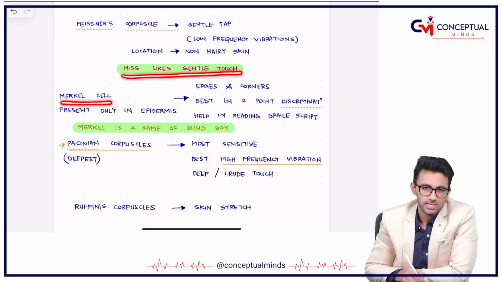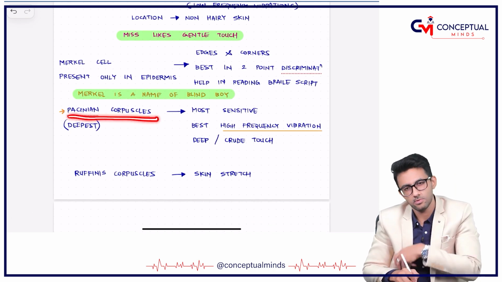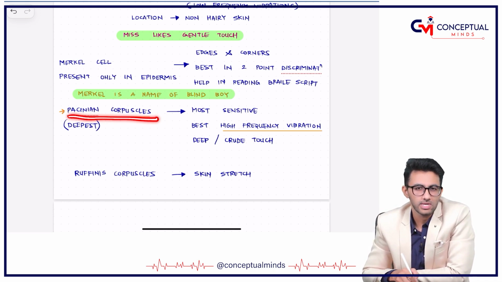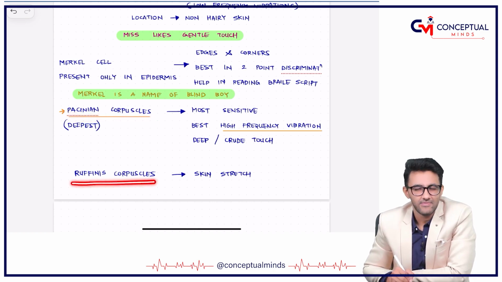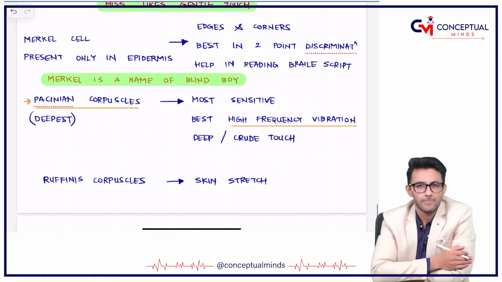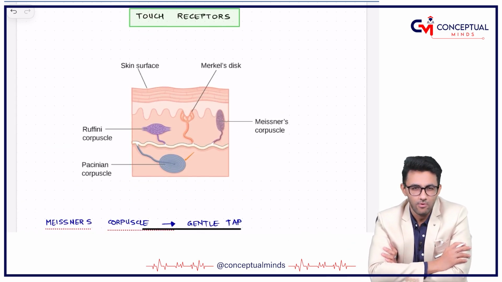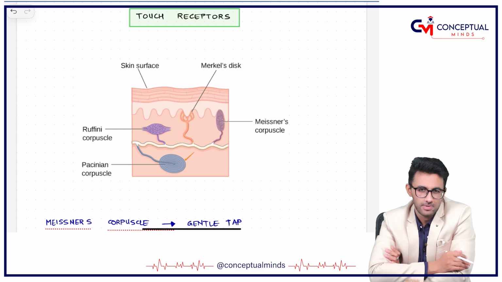And the third one is the Pacinian corpuscle. This one was for the deepest layer, with those concentric cells, and that is why they have crude touch. Crude touch, fine, and they are more sensitive for high frequency. The last one is Ruffini's corpuscle, very sensitive for skin stretch. So that was all for touch receptors. I hope this was a good quick revision for all the touch receptors.